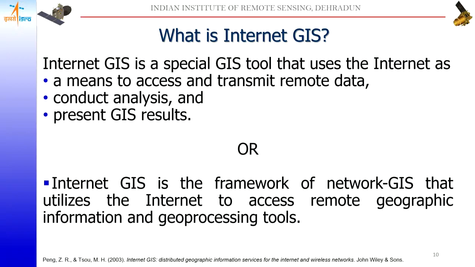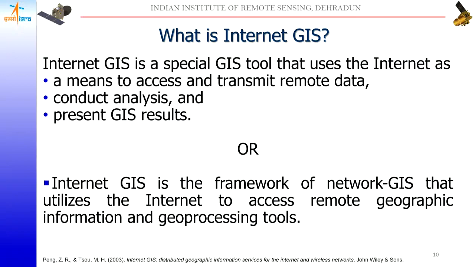Web browsers could be available either on a desktop, a laptop, or, let's say, handheld small devices, and so on. We can also conduct the analysis, and then finally the result could also be displayed. Internet GIS can also be said to be a framework of network GIS that utilizes the Internet to access remote geographic information along with the various geoprocessing tools that we have got.